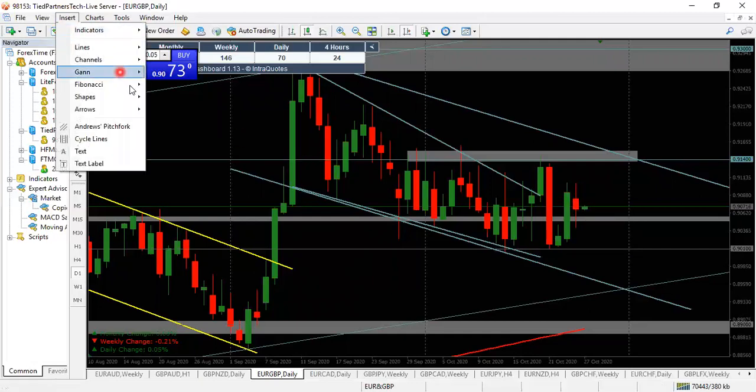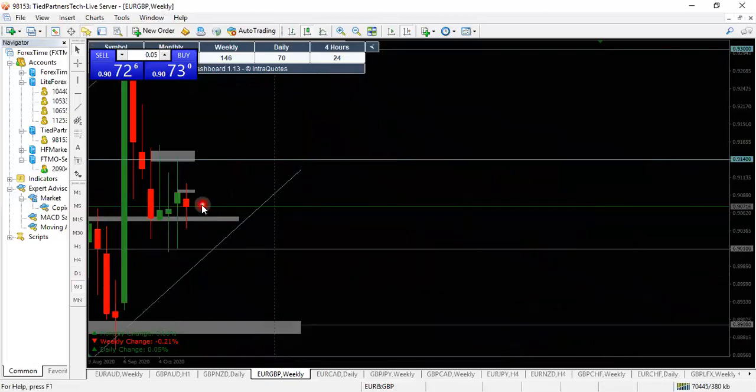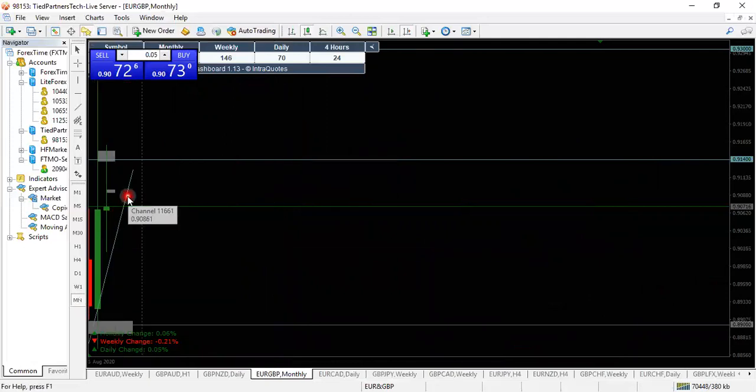So automatically what we have here is a resistance, okay, forming on the daily and the weekly. We can see that it is also previous structure on the weekly. So definitely what we want to be doing at the moment is we don't want to be shorting the play. We only want to be looking for long opportunities because of the monthly time frame.